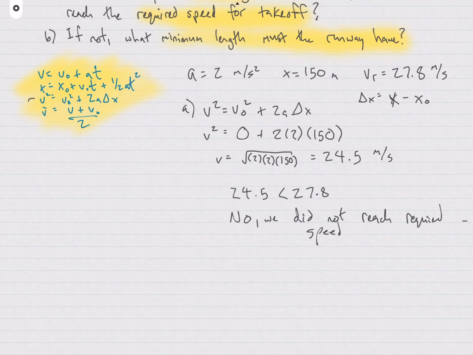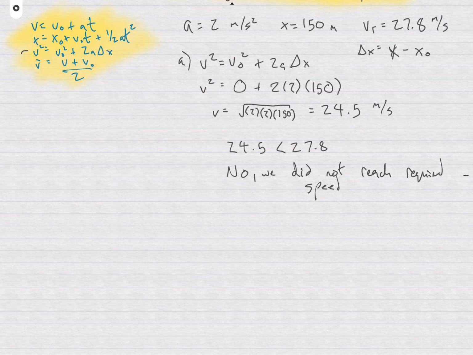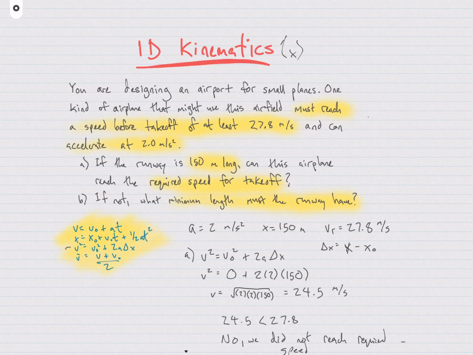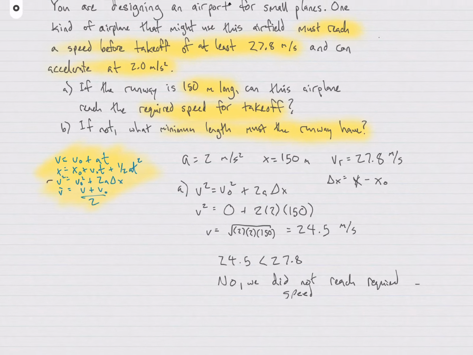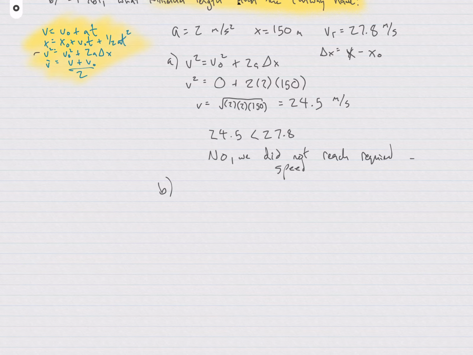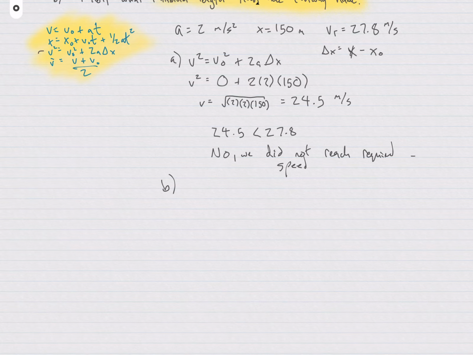So if we go to B, B states, if not, what minimum length must the runway have? So we are looking for x in this instance. We could use the same equation. In this instance, velocity is going to be 27.8 because that's what we're looking for. Acceleration is still 2. X is what we want.